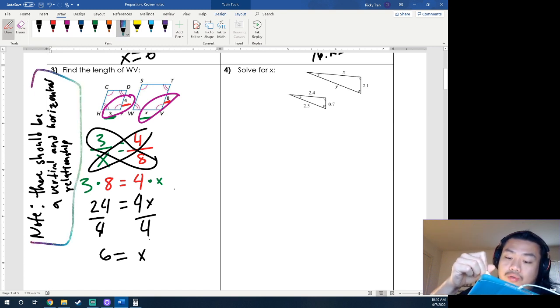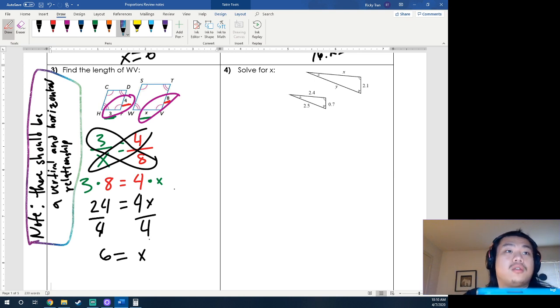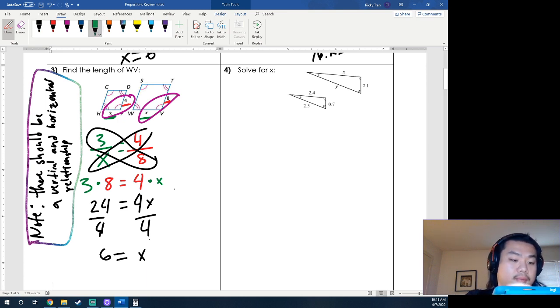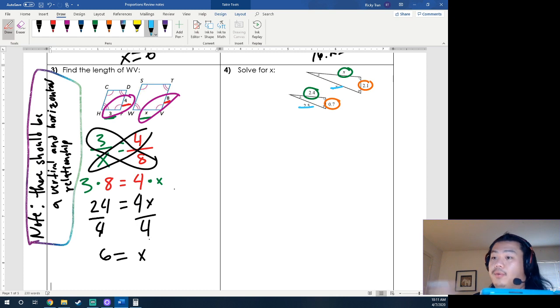Just circle, note that. Okay, there should be a horizontal and a vertical relationship. Okay, so number 4, where to find the value of x. Here's x, and x matches with 2.4. Now we have to use another number, and I'm going to use 2.1 and 0.7. Why? Because we can't use y and 2.5. Y is not an actual number, therefore we can't use that in a proportion. Because there's no value to it, we can't use it to solve for a missing side.